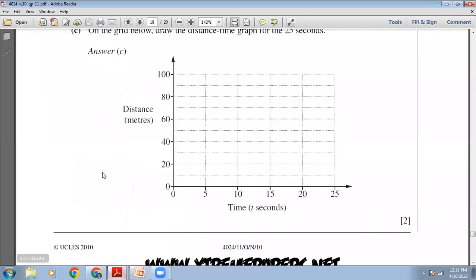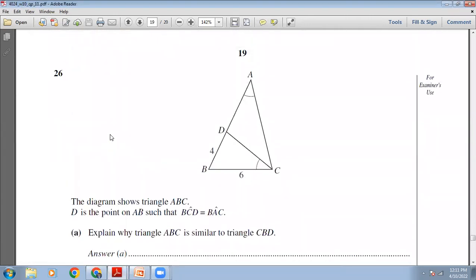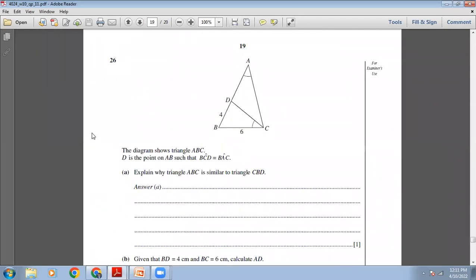Okay, so we are going to the next question. The next question is 26. Here he says the diagram shows the triangle ABC. E is the point on AB such that angle BCD is equal to angle BAC. Explain why the triangle ABC is similar to the triangle CBD.